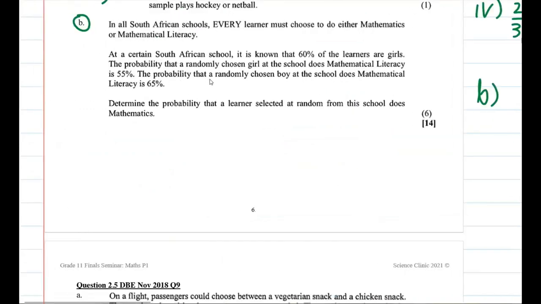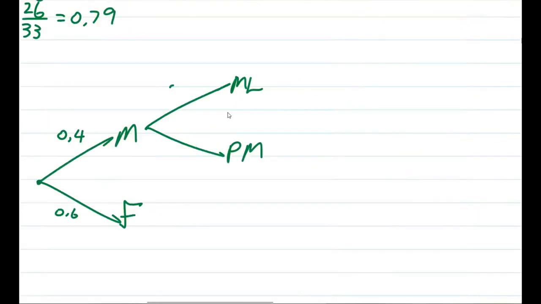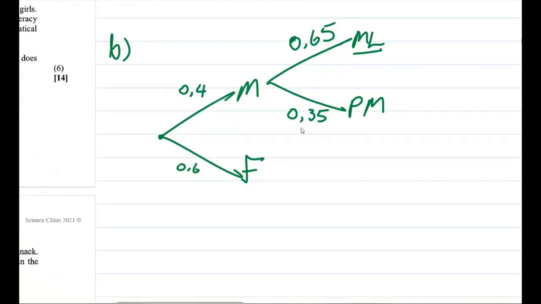Hold up. They said the probability that a chosen boy at the school does mathematical literacy is 65%. I think you're already going for pure maths now. So for mathematical literacy, it should be what? Would be 0.65. Yes, sorry, 0.65. And then pure maths is 0.35. Yes, perfect. Right, that's sorted.